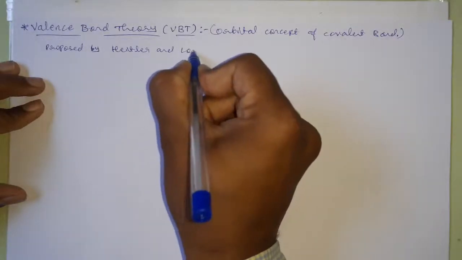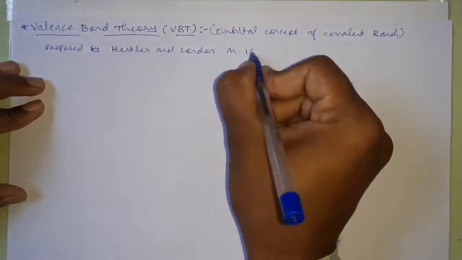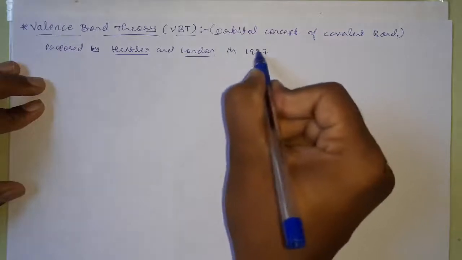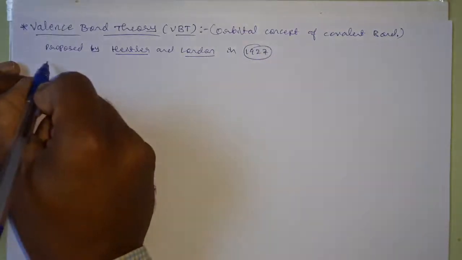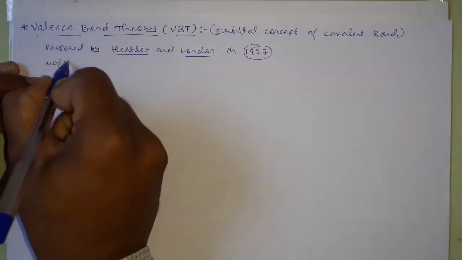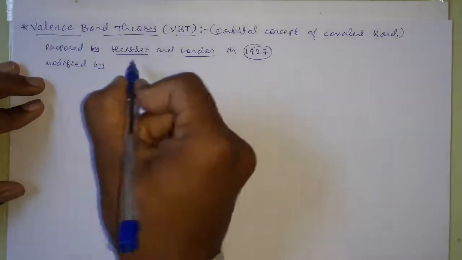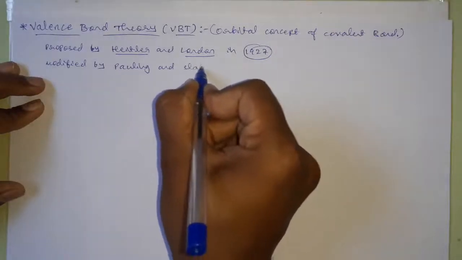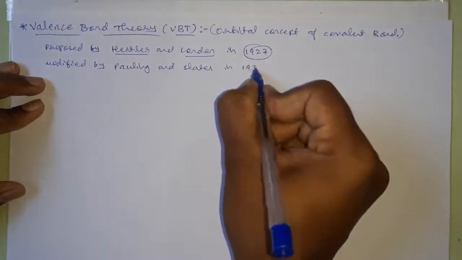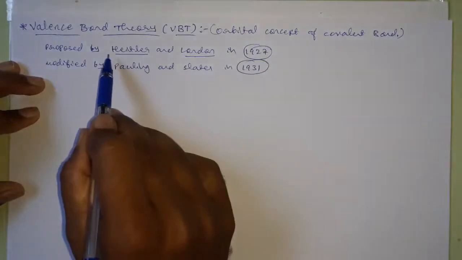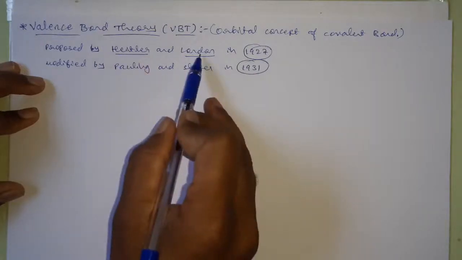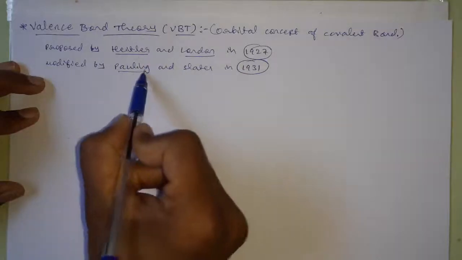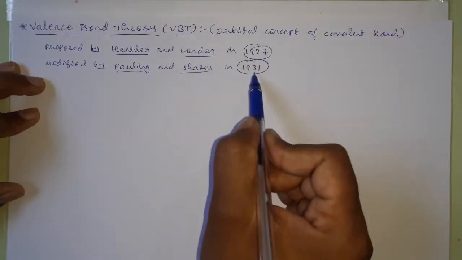Heitler and London in the year 1927. First it was proposed by Heitler and London in 1927. Then it was further modified by two scientists, Pauling and Slater, in the year 1931. First it was proposed by Heitler and London, and later on this theory was modified by Pauling and Slater in 1931.